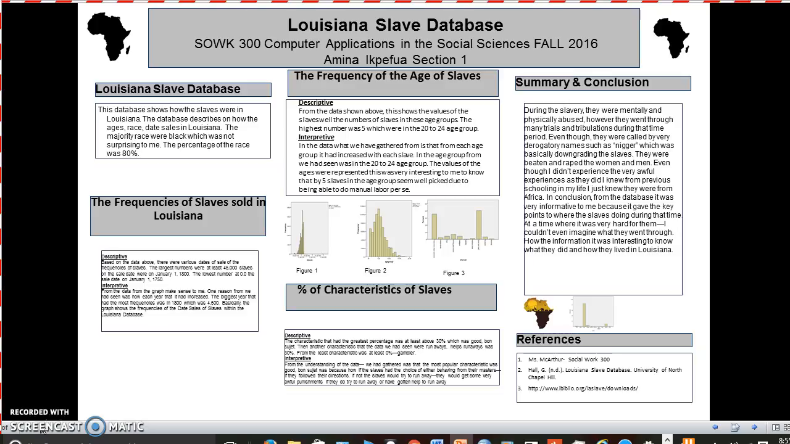What interested me was that in the 20 to 24 age group, I could see why there were about 5 slaves for each thing, because they could do the manual labor and whatnot. Next, we have the last figure, which is the percentage of the different characteristics of slaves.